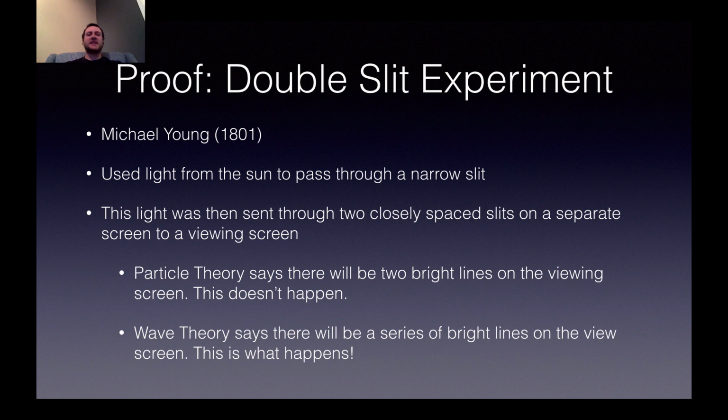So Thomas Young in 1801, again, look at this, right? 1801. So he just had a window, right? And he basically put a barrier in there, and he had a narrow slit so that light could only go through this narrow slit after it came through the window. So he had this tiny band of light, and then he put a separate screen that had two really, really, really closely spaced slits. We're talking nanometers apart. We're talking a very, very short distance apart.